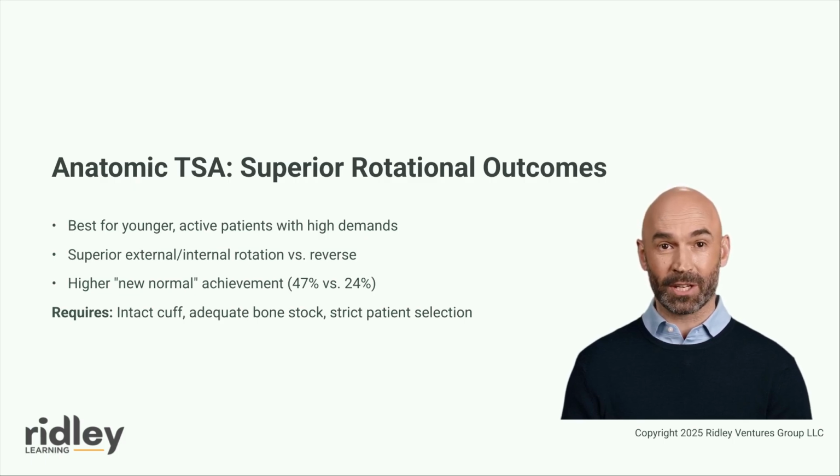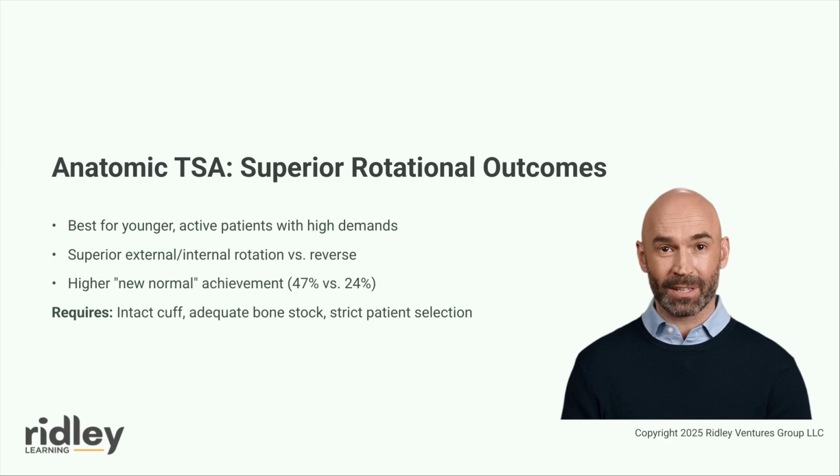The anatomic approach is particularly advantageous for younger, active patients with high functional demands who seek to maintain rotational motion and return to overhead activities or physically demanding occupations. Evidence from 2022 through 2025 confirms that anatomic arthroplasty provides more predictable restoration of external rotation and internal rotation, with mean improvements exceeding those achieved with reverse prostheses.